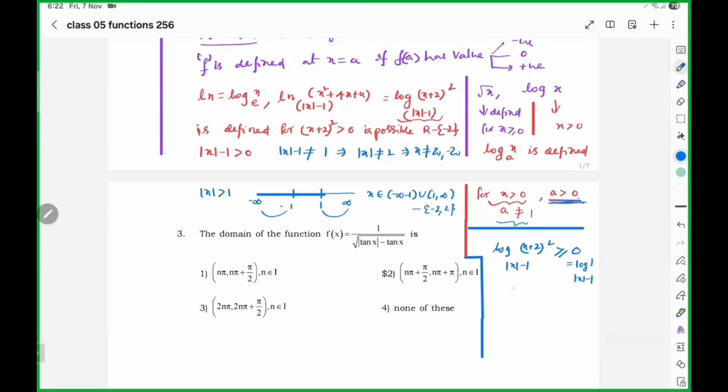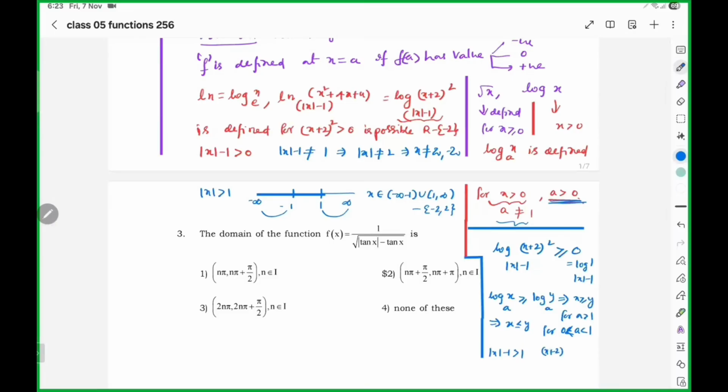Here, log x to the base a greater than log y to the base a implies x greater than y for a greater than 1, which implies x less than y for 0 less than a less than 1. So if the base is less than 1, opposite inequality; base greater than 1, same inequality. I took the same base. So as we know, let us take base greater than 1.